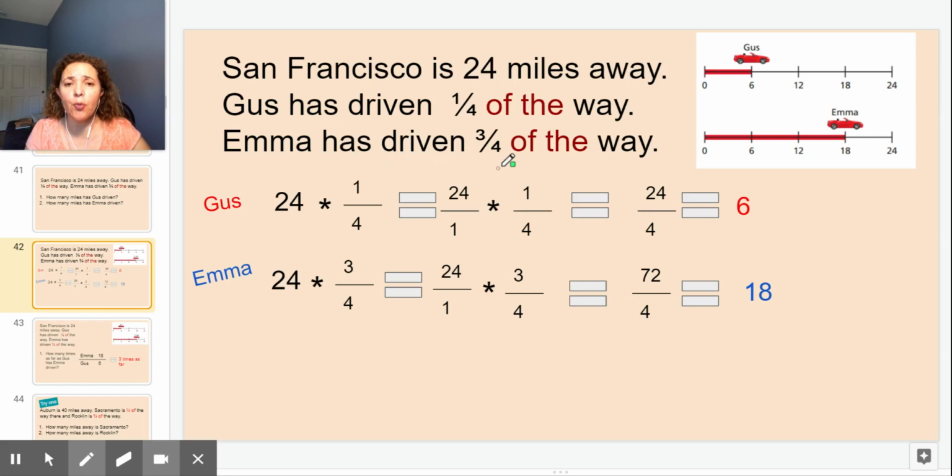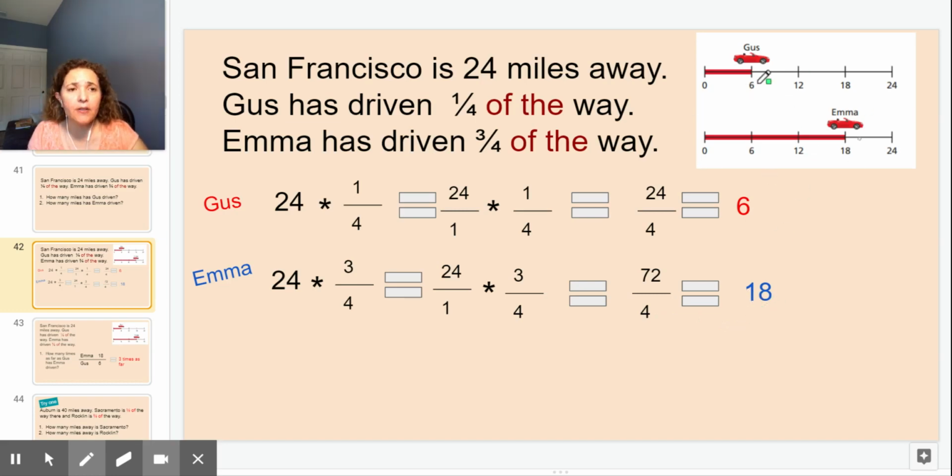Emma has driven 3/4. So again, not a unit fraction, but it's the same thing, right? So 24 times 3/4 is the same thing as 24 over 1 times 3/4. I did 24 times 3 and I got 72. If you didn't get 72, you probably just made a little mathematical error, so try it again. 1 times 4 is 4. 72 divided by 4 is 18.